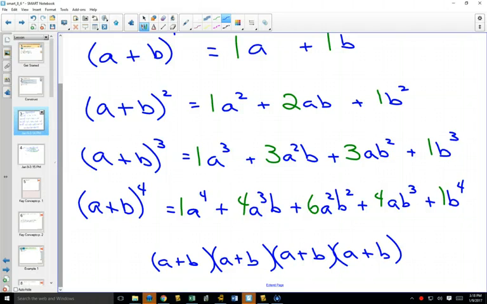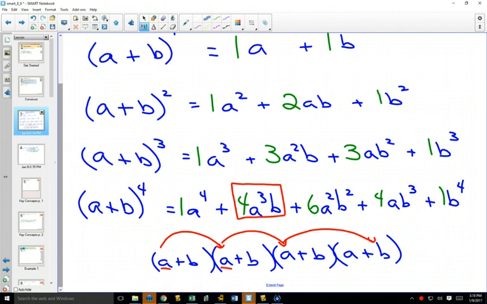What ends up happening, and we'll use this as an example. When 4 things like this get multiplied together, what ends up happening to get an a cubed b is that an a has to get multiplied by another a, and that has to get multiplied by another a, and then that has to get multiplied by one of the b's. And that would give you an a cubed b. Now, we could get the a cubed b by using this a, this a, this a, and this b. But we could also get an a cubed b by using this a, this a, this a, and this b.